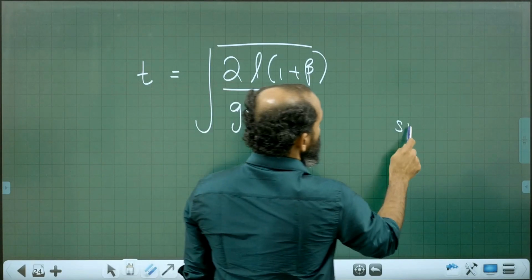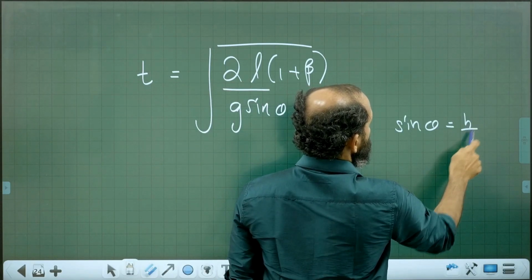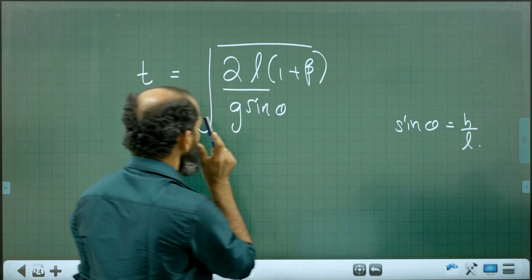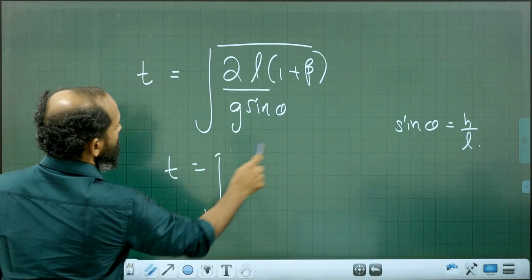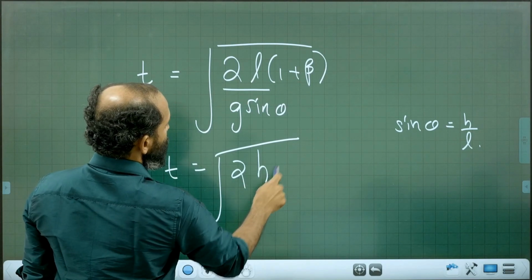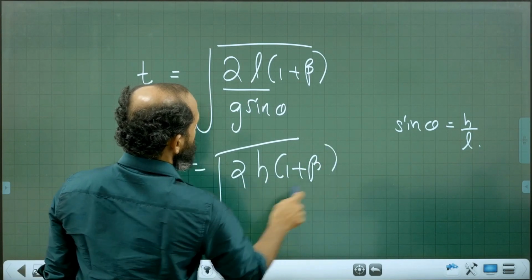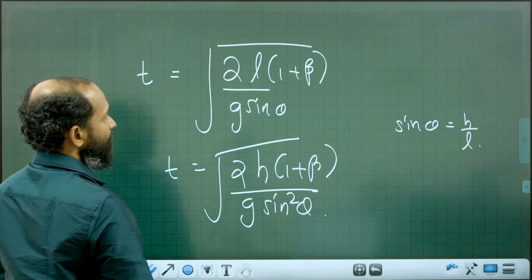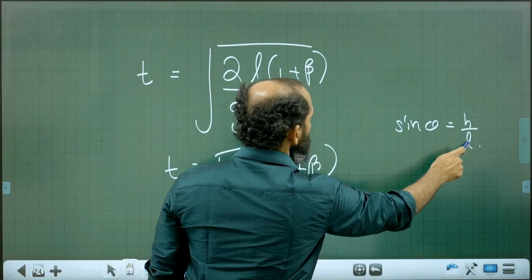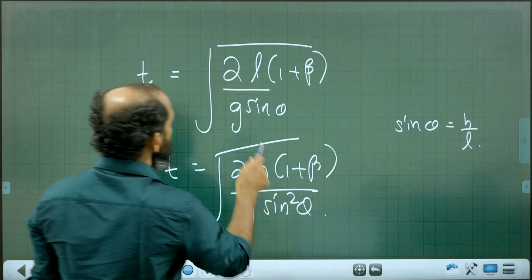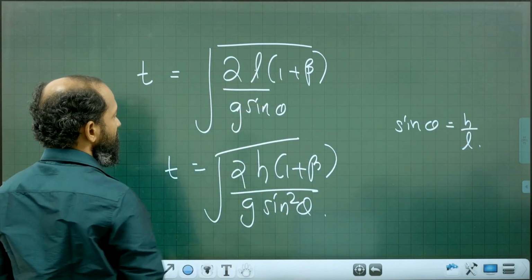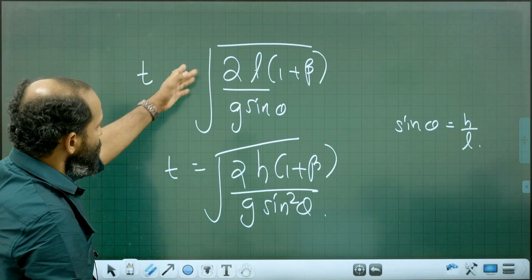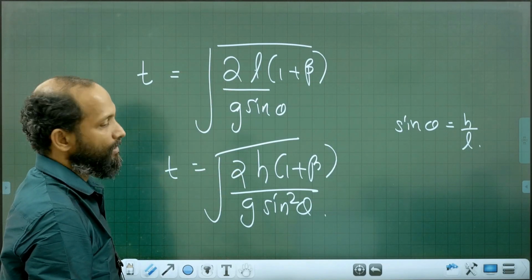Sine theta equals H by L, as in the previous slide, so L can be written as H by sine theta. So the time can be written as root of 2h into (1 plus beta) divided by g sine square theta. We have substituted L as H by sine theta. So these two equations are also worth noting.